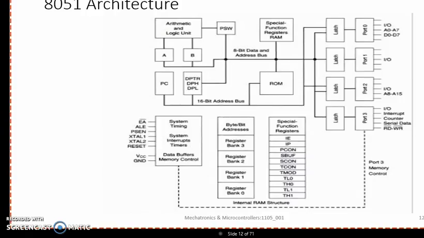T0 and T1, full duplex serial data receiver cum transmitter, that is SBUF register, control registers TCON, TMOD, SCON, PCON, IP and IE. TCON is timer control register, TMOD is timer mode register, SCON is serial communication control register, PCON is power control register, IP is interrupt priority register, and IE is interrupt enable register. There are 2 external and 3 internal interrupt sources, oscillator and clock circuits.